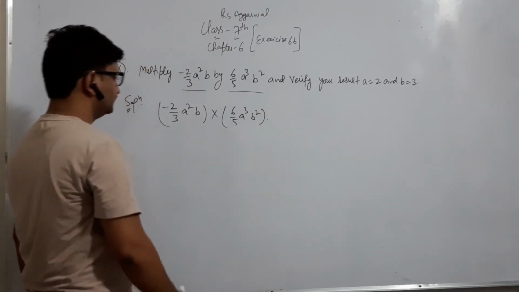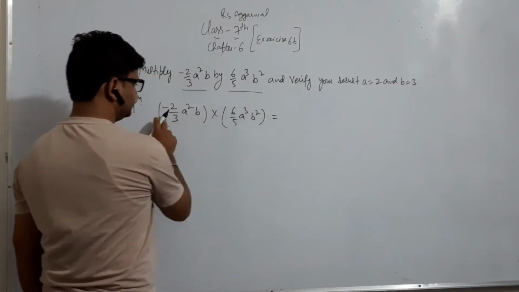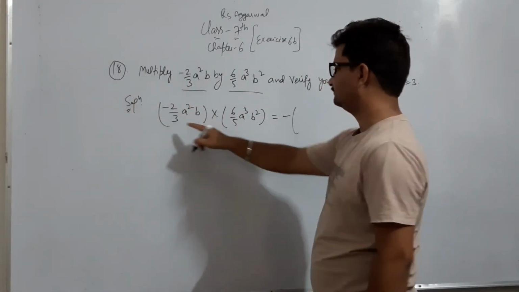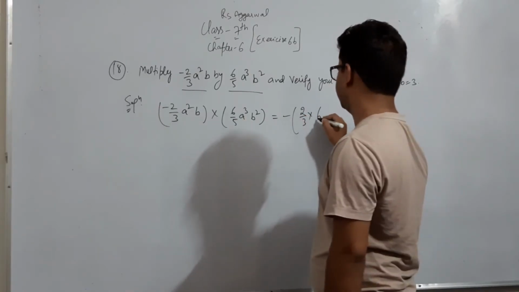So how we multiply this, same method. First we multiply sign, here the minus sign, here the plus sign, so plus minus is minus here, then we multiply for the constant term, the 2/3 into here the 6/5.